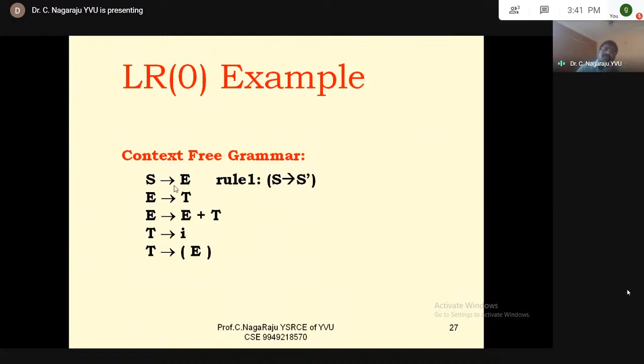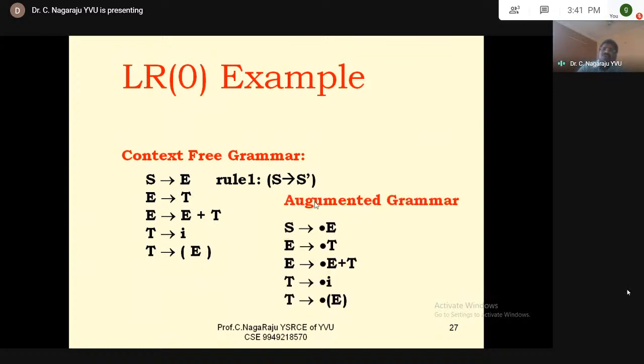So after adding the dummy starting symbol to the context free grammar, we use the augmented grammar. That is, all the productions should start with the dot. You put the dot for all the productions. So suppose S can have the form of dot E, E can have the form of dot E plus T, and T can have the form of dot I. So we can put the dot for all the productions, right? Now we can say that it is an augmented grammar.